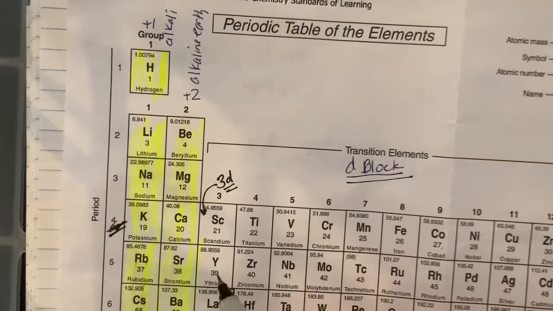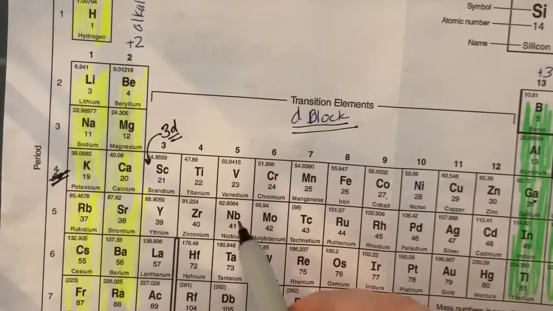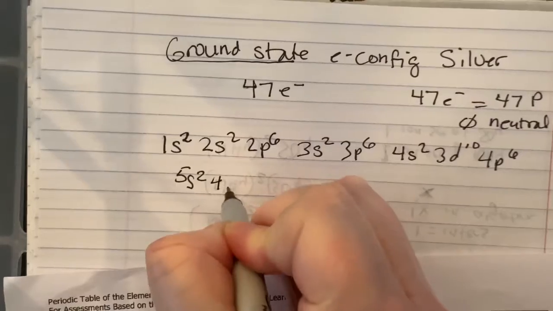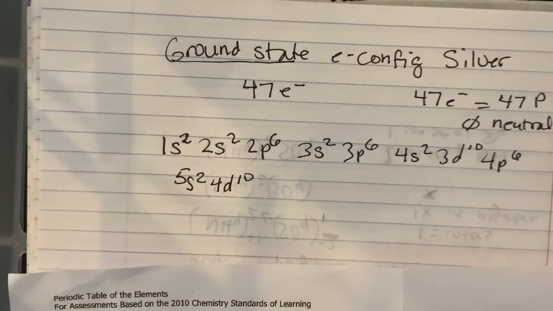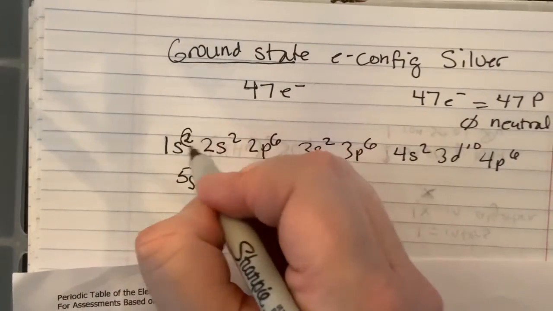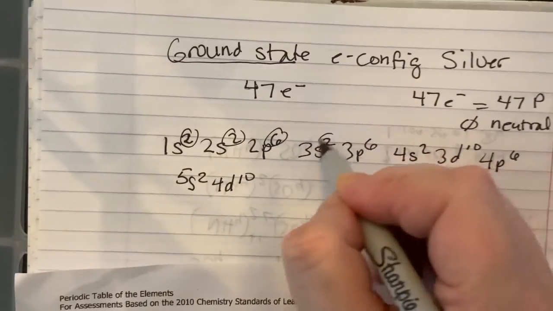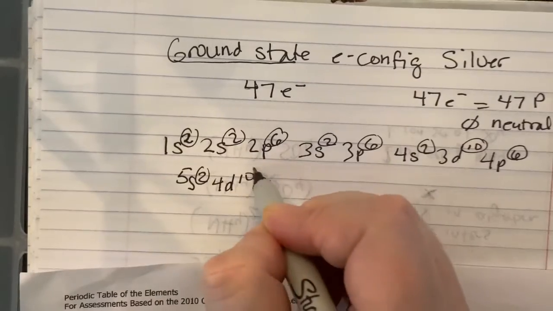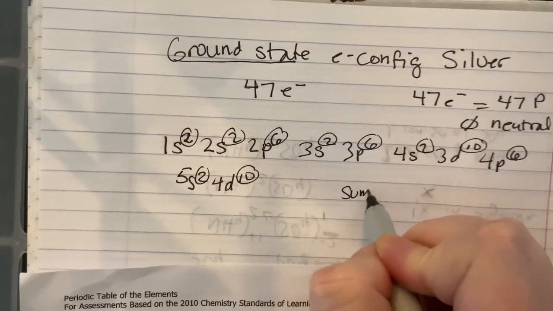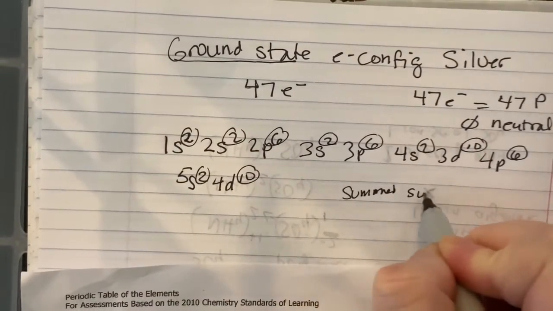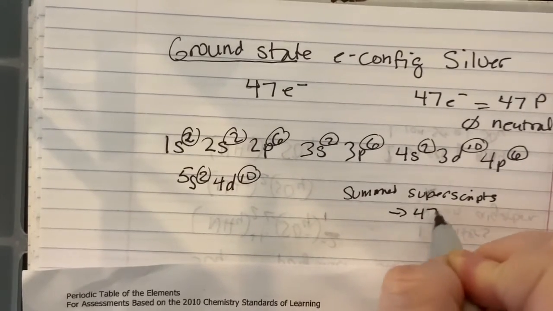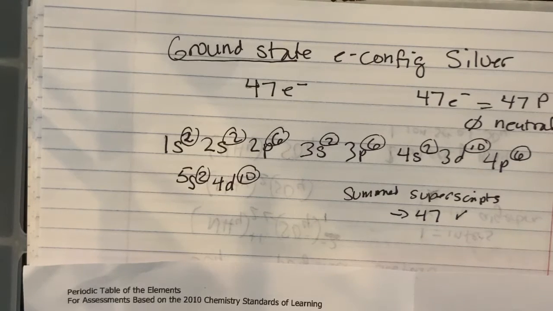and 4d, 1, 2, 3, 4, 5, 6, 7, 8, 9, 4d9. Okay. And if we were to write down or add up all these superscripts, each one is referring to its own unique electron. So if we summed up all of the superscripts, we would get the number 47, and that's our check that we have all the proper information on there.